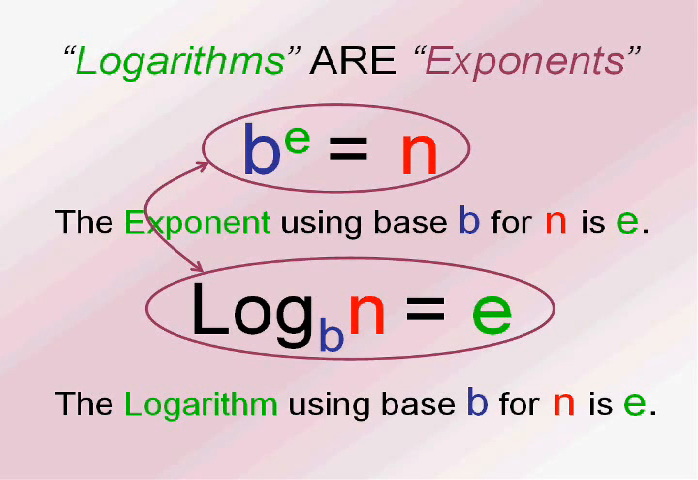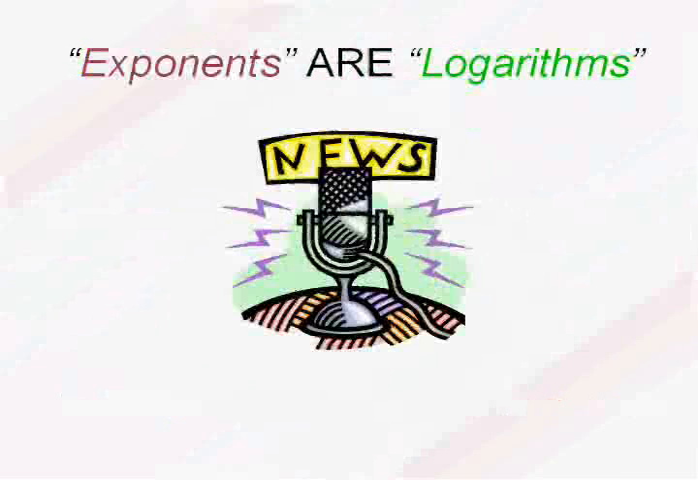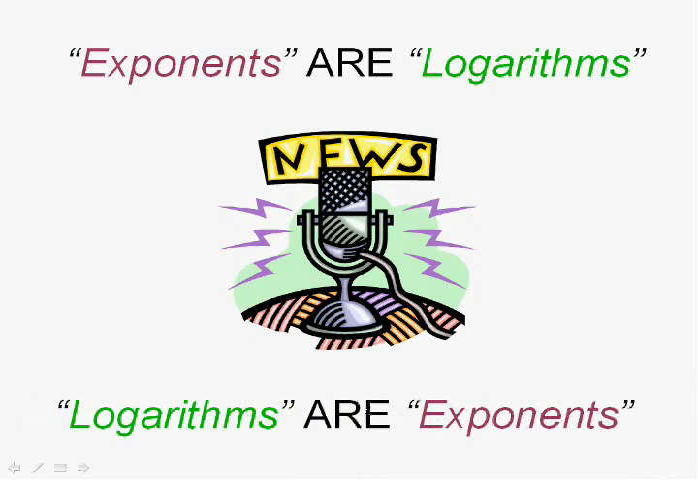This is two forms of writing logarithms. One I'll call exponential form on the top. The other one I'll call logarithm form. Now in every problem, there's going to be one easier way to write them. You need to be able to write it both ways. And going from one form to the other, I'll call the old switcheroo. Remember again, exponents are logarithms. And of course, logarithms are exponents.